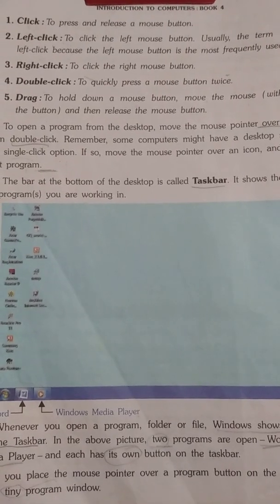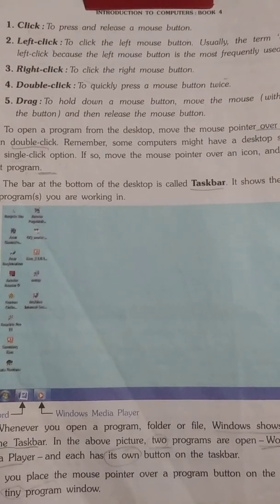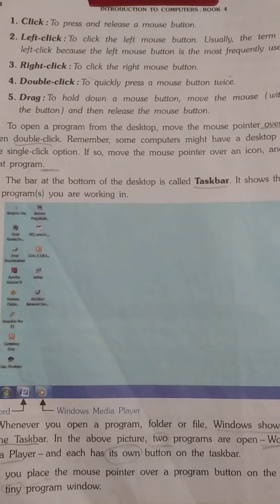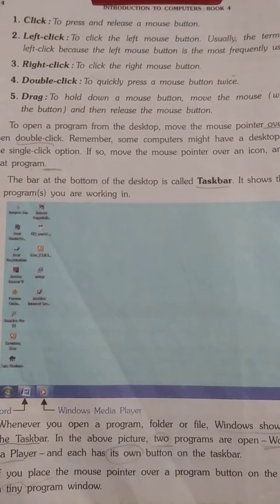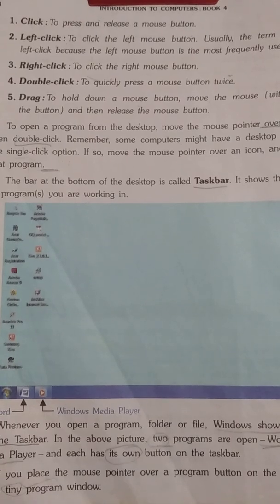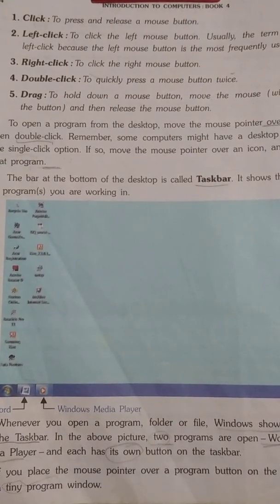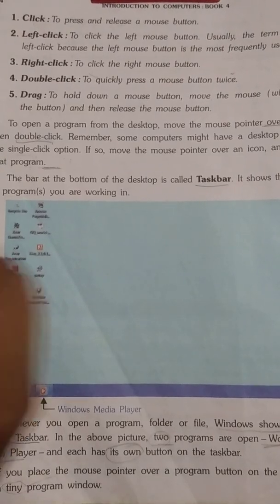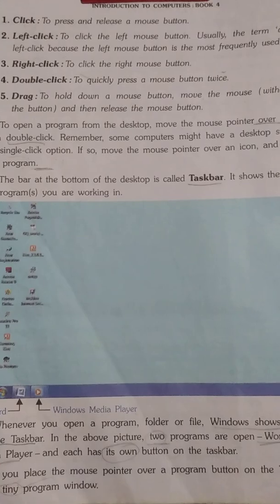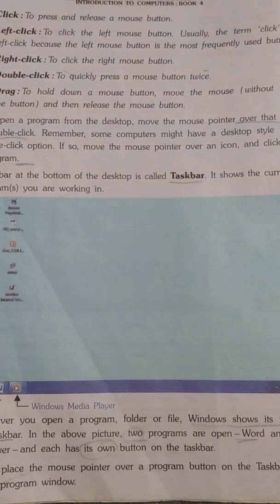In the last session we studied the uses of the mouse: left click, right click, double click, and how to drag, that is, to hold down the mouse button and move the mouse without releasing it, and then release the mouse button when you reach your required size. I have given the example of a square; when it is completed, you release the mouse. So this you studied in the last session, the different types of clicks of the mouse.